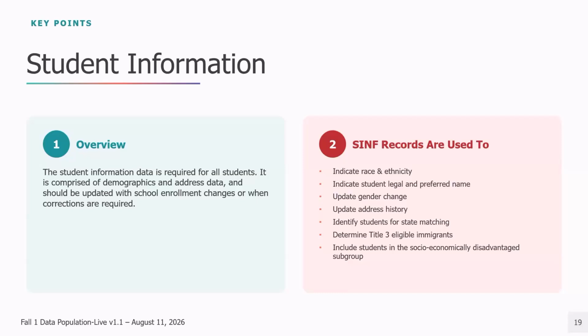SINF data is used to indicate race and ethnicity, legal and preferred names, gender and gender changes, address history, and direct certification matching at state level. It is also used to identify students who are Title III eligible immigrants and include students in socioeconomically disadvantaged subgroups.